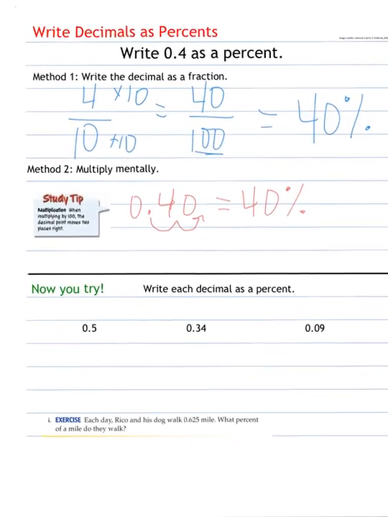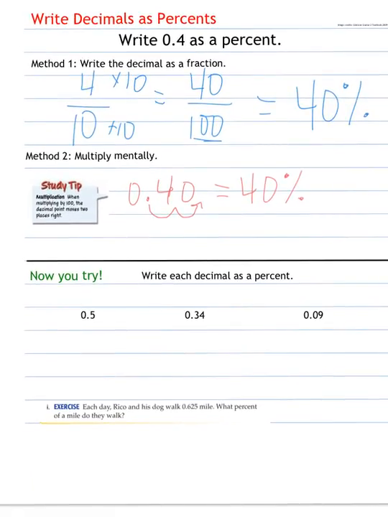Here are a couple for you to try on your own. 5/10, we could write that as a fraction. Now again, we need the denominator to be 100, so we multiply by 10. So we have 50 over 100, which equals 50%. Or you could move your decimal spot 2 to the right, or the same as multiplying by 100. And again, we get 50%.